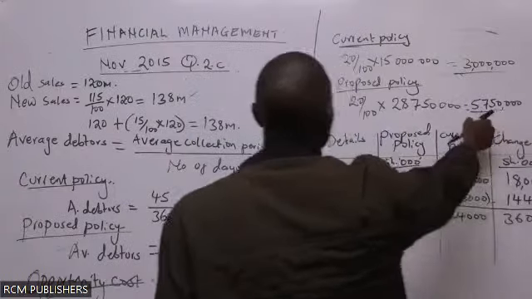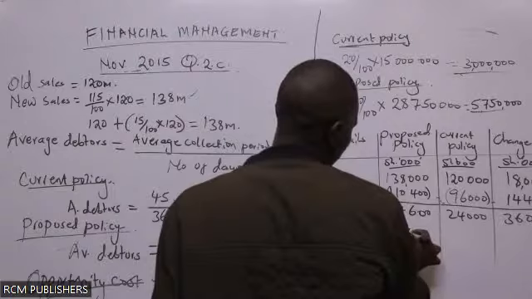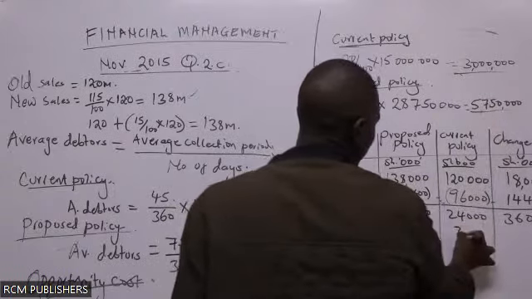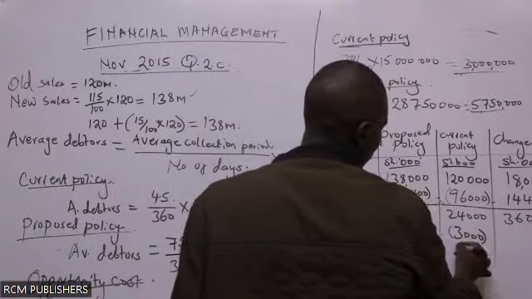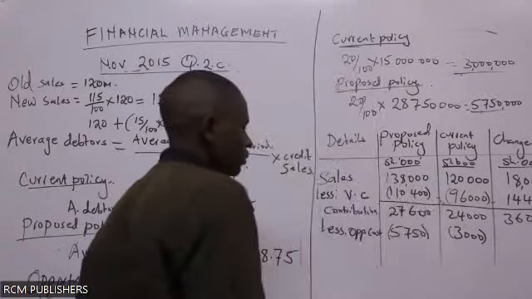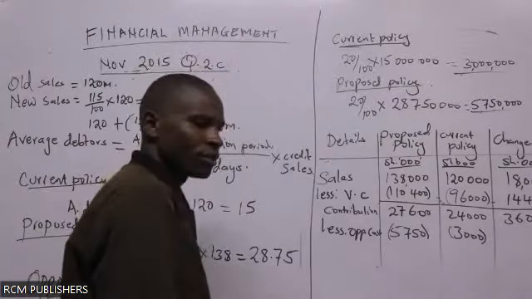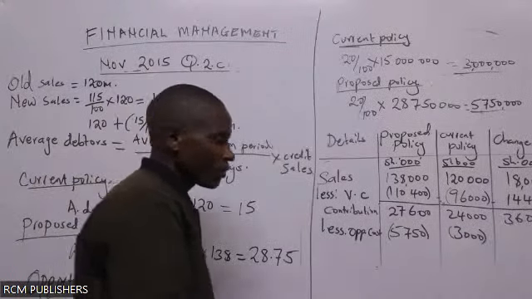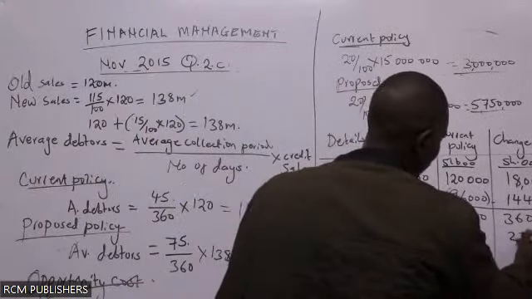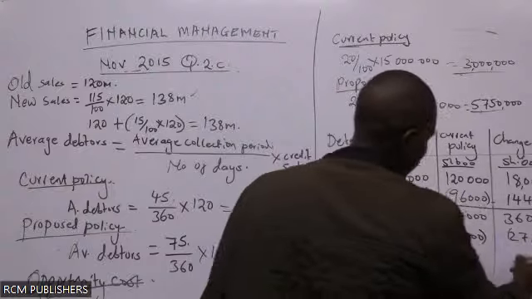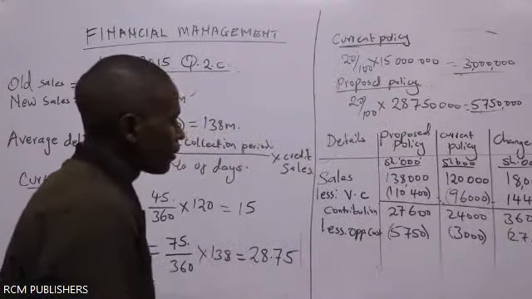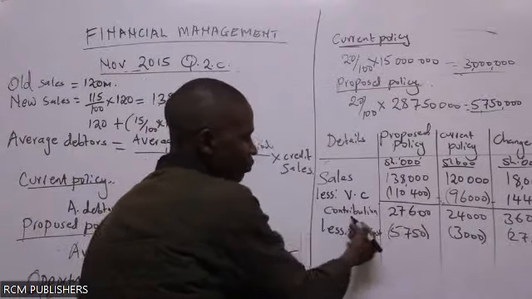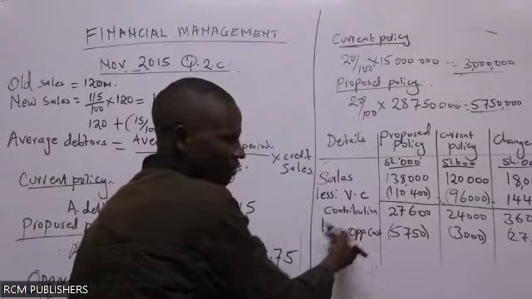I have for the proposed policy 5,750, then 3,000. Inapatia ngapi? 750, your difference. Give me the change of that. Is it 750? Yes, you can see here 750. Now we less the opportunity cost. After you less the opportunity cost, and we are lessing it from contribution. This is what we have now.